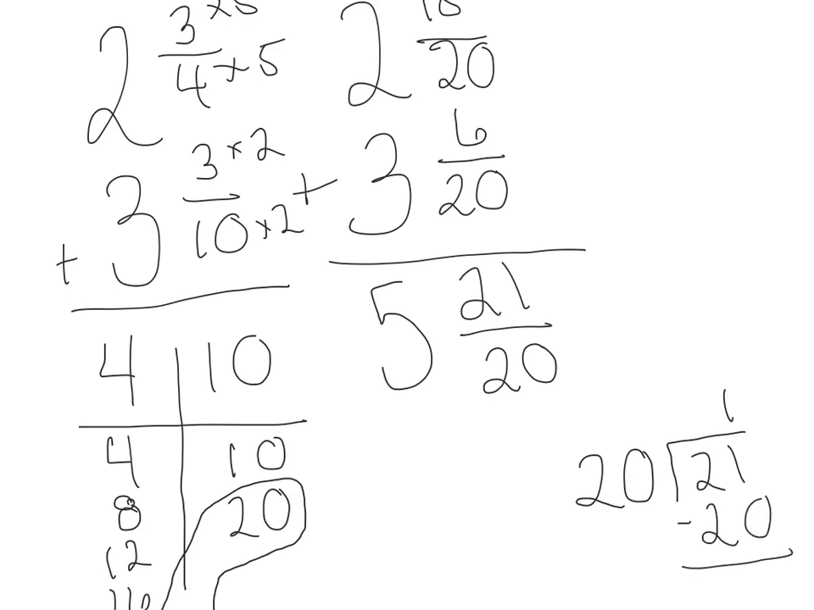And now I have a new mixed number of 1 1/20. So I need to add my 1 1/20 to 5, and the answer will be 6 1/20.